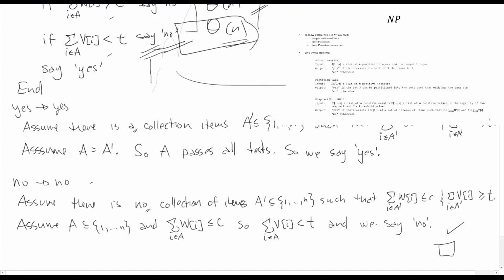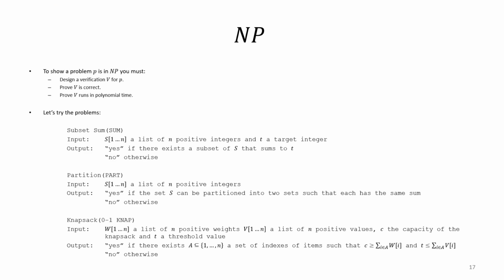All right. So in this video, we ended up looking at two different verification procedures for our two problems, and then noticed that our subset sum verification procedure could be changed into a partition one with just a little bit of massaging. That's all I wanted to take a look at in this video.